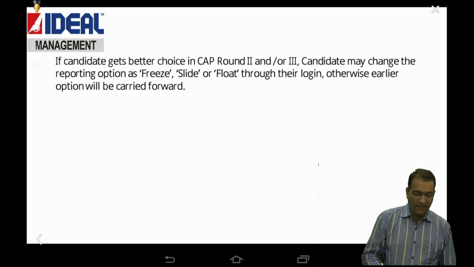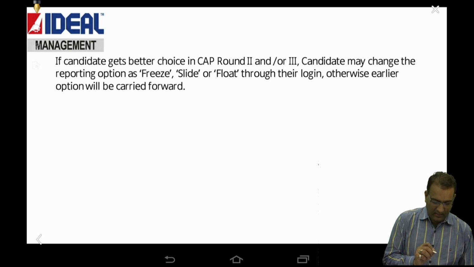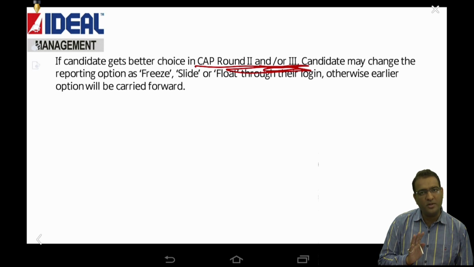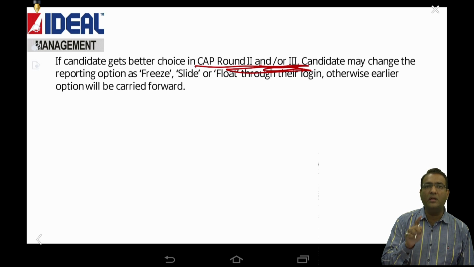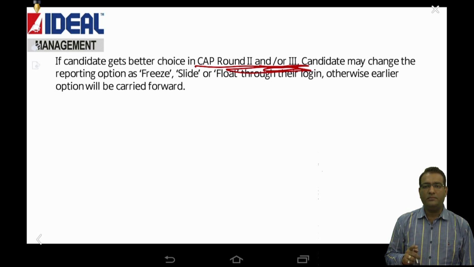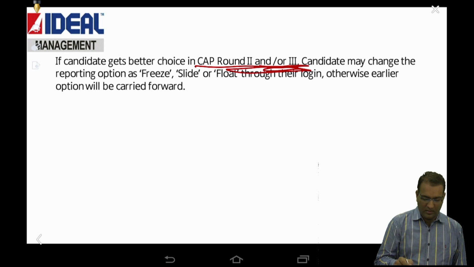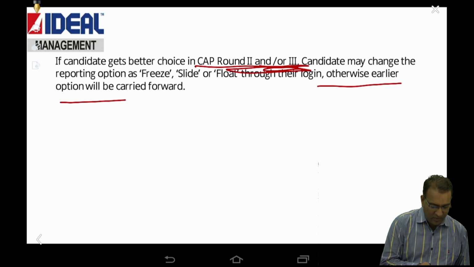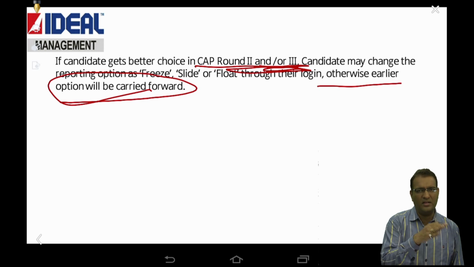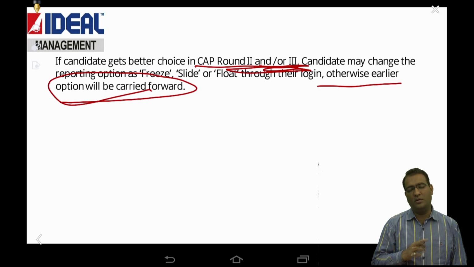Next. Now this is where changes are coming up. In cap round 2 and cap round 3, you have already selected the float option. Now what will happen in rounds 2 and 3? You can change the whole option form. Otherwise, the earlier option form will be carried forward. Either you change the option form or whatever the last option form you had filled, the same will be carried forward. So you can change the whole option form.